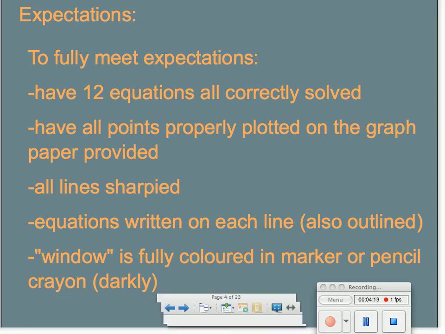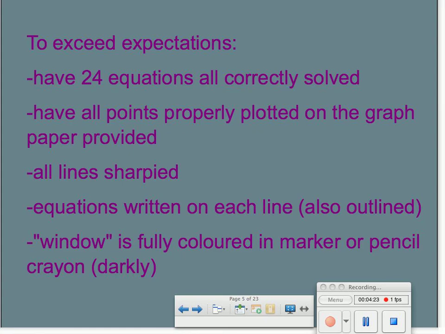The second thing that you could do also, this is to get a 4, right? To be fully meeting expectations. To be exceeding expectations, you have to have 24 equations done correctly, and all the other points are the same. Okay? So all points have to be properly done. All lines have to be Sharpied. Equations are written on each line. The window is fully colored. So basically, the only difference between a fully meeting and exceeding expectations in this case is going to be the extra 12 equations that you're going to be solving.